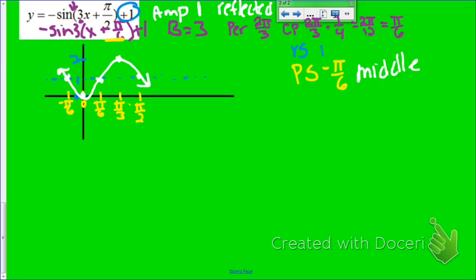All right, and that's it for graphing these sine and cosine graphs. Tomorrow we're going to look at how to actually write the equations for these graphs.